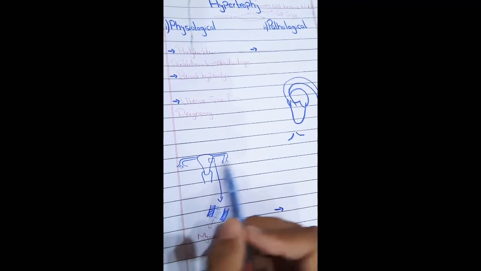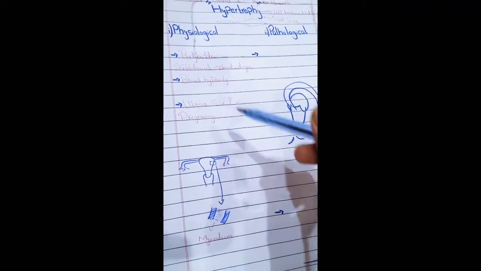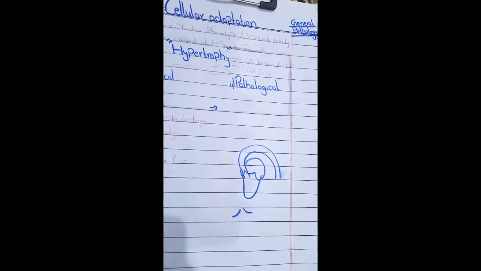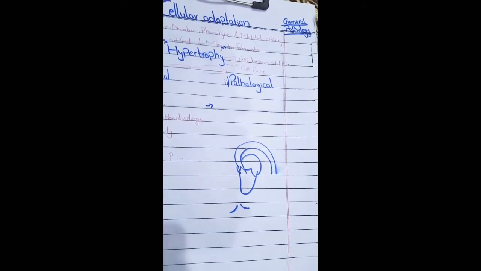This is the fallopian tubes, and there are the ovaries. I didn't draw that because this is important. So this is the physiological mechanism. Now I told you about the pathological mechanism, how pathological hypertrophy occurs.